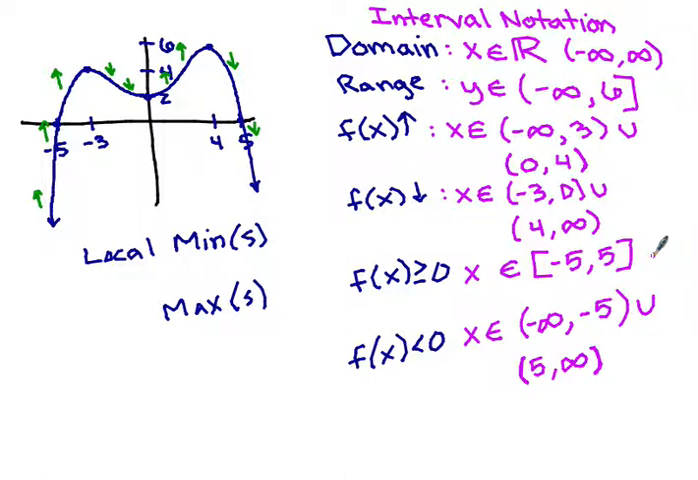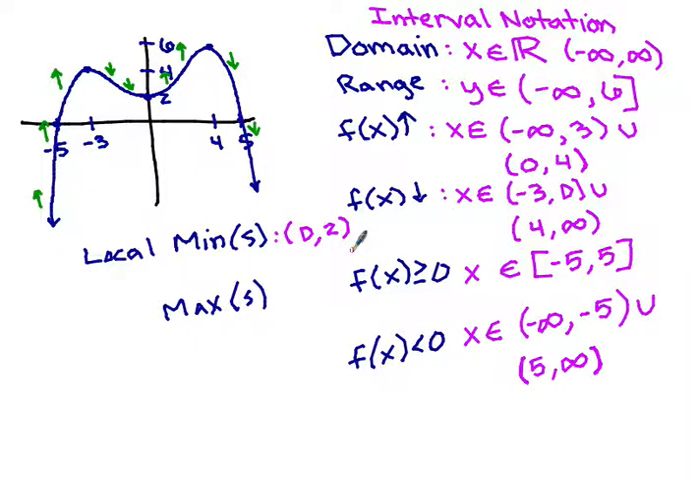Okay, so the local minimum. Where's my local minimum? Yes? (0, 2). So there's my local minimum right there, this coordinate point. And that's my only local minimum.